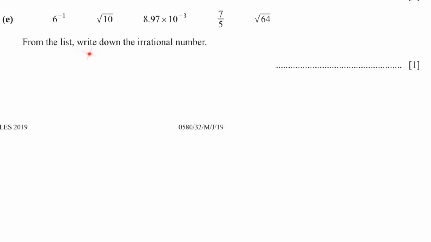1a. From the list, write down the irrational number. Irrational numbers are numbers that cannot be written as a fraction. So we will try writing these as fractions. 6 to the power of negative 1 will give us 1 over 6. Square root 10, when you put in the calculator, you will not be able to write it as a fraction. 8.97 multiplied by 10 to the power of negative 3 will give us a fraction. This is already a fraction, and square root of 64 is 8. 8 is also written as a fraction, that is 8 over 1. So we know that the answer is going to be square root 10.